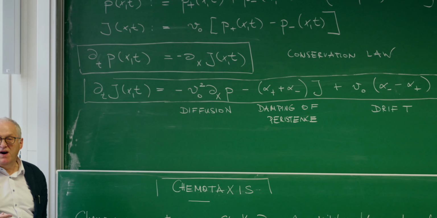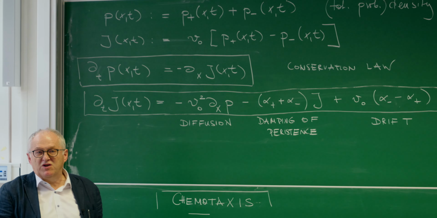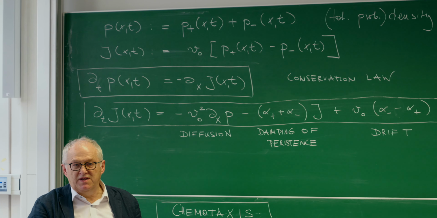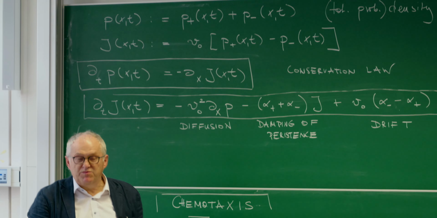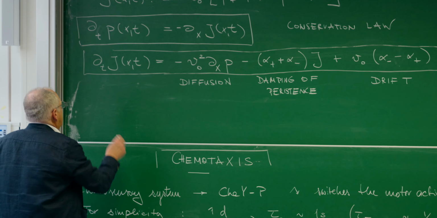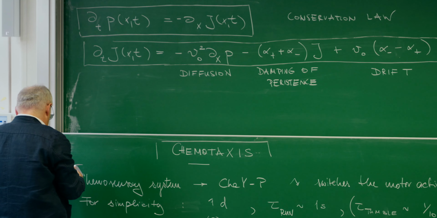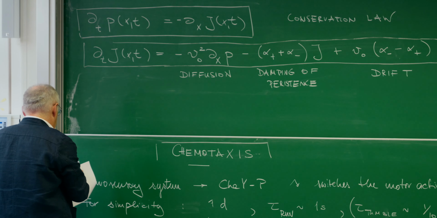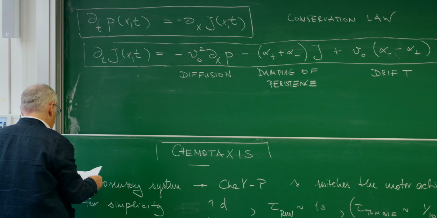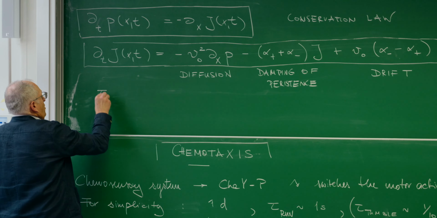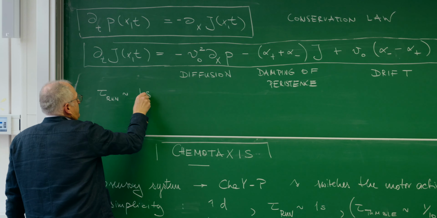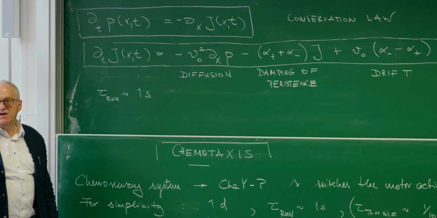But we can simplify. We can simplify because we know that there are different time scales that play a role in the dynamics of a chemotactic system. Let's look at the time scales. So there's one time scale, which is the time during which you have a run. So tau run. And we talked about this. Runtime is a second.